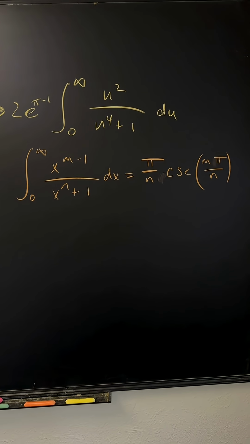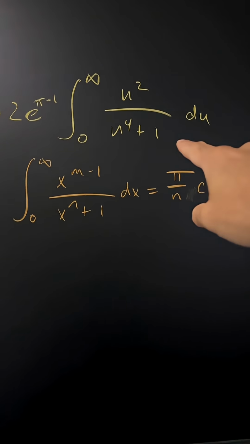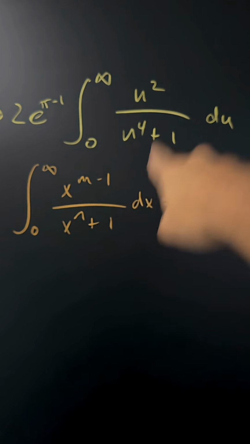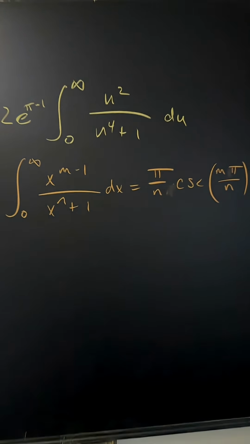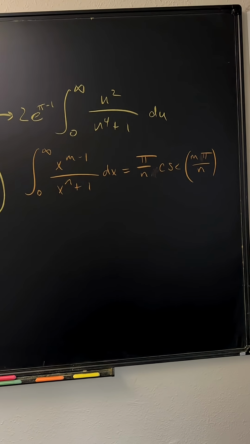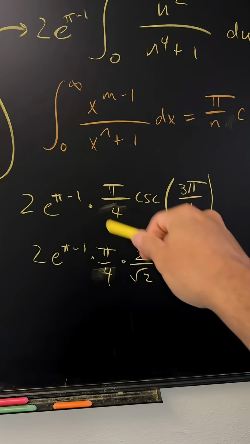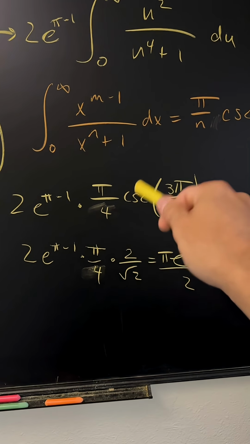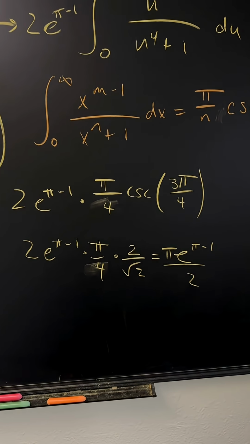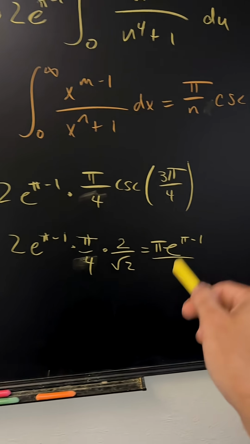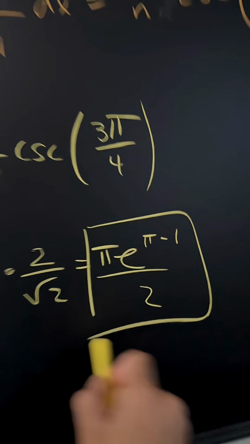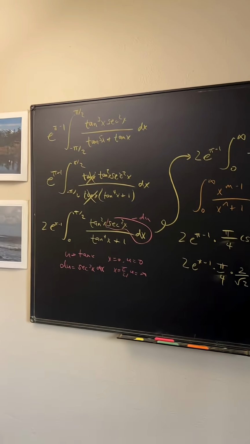This comes from the beta function. I can definitely talk about that later on. But in this case, our m will be 3 because 3 minus 1 is 2, and then our n is gonna be 4. So let's go ahead and plug that into our result. So this gives us 2 e to the pi minus 1 times pi over 4, that was our n value, and then we have the cosecant of 3 pi over 4, it's 2 over root 2, the 4's cancel out, and we get this expression right here, and that is part 1 of 3 of the evil integral.